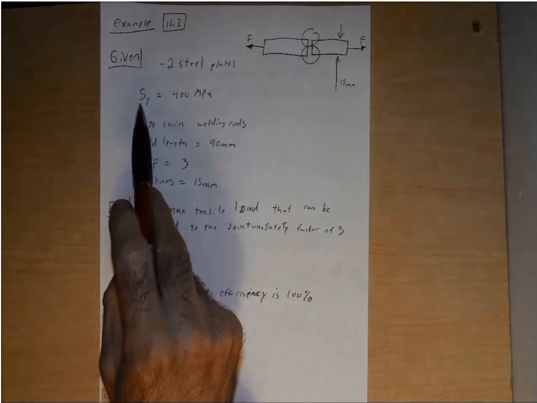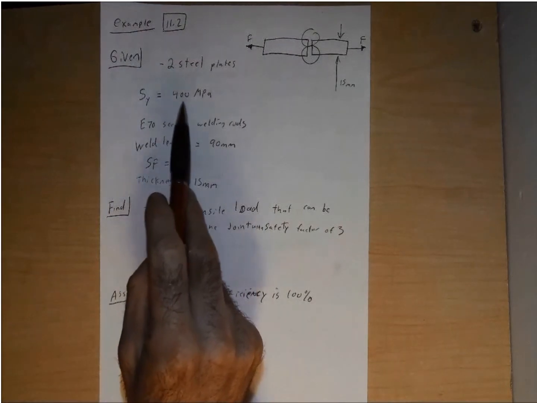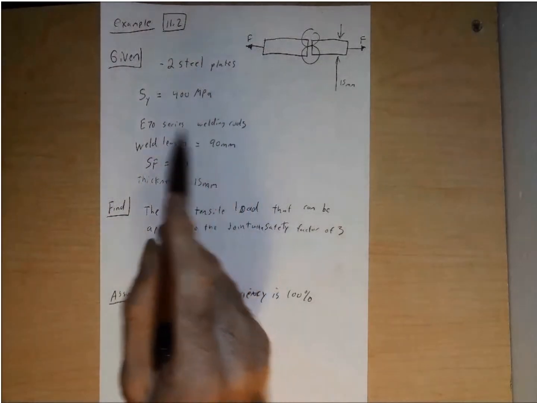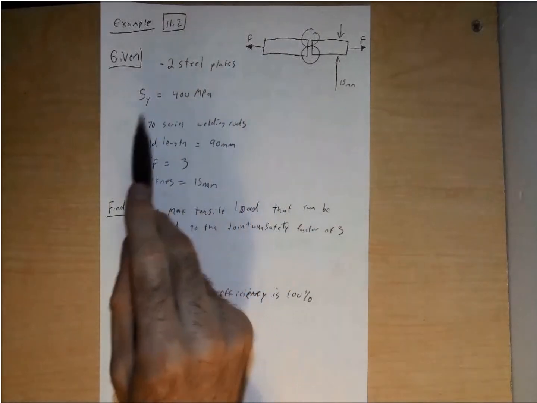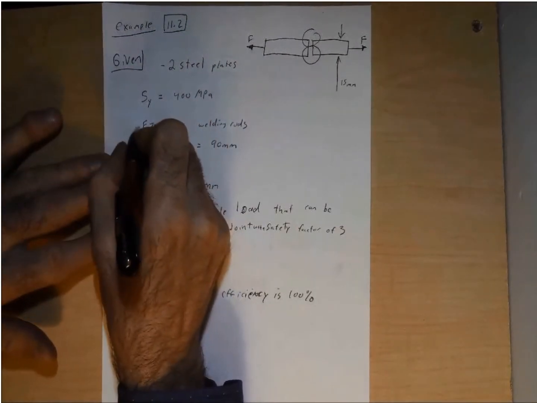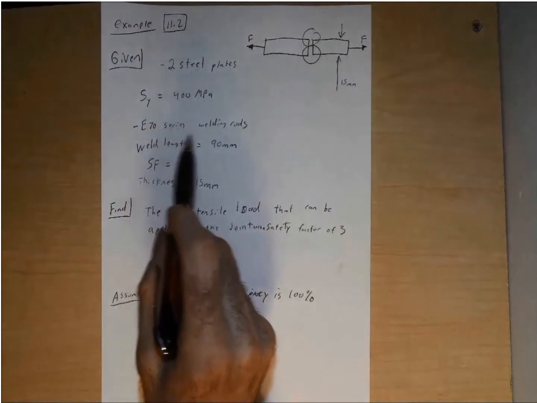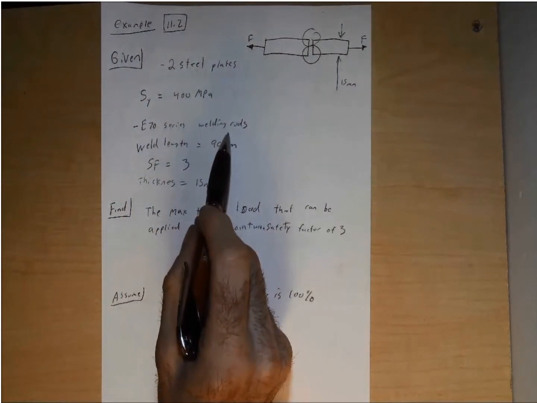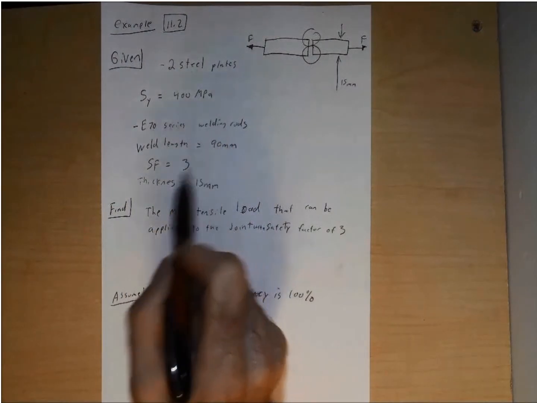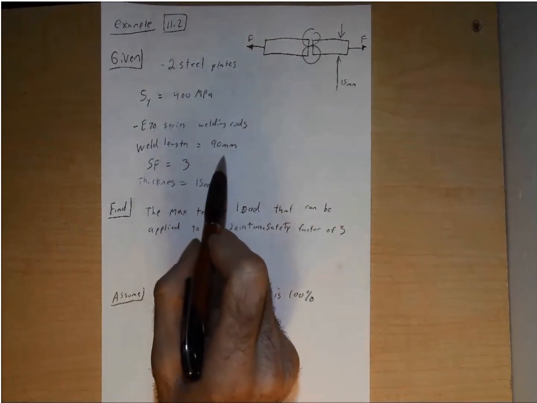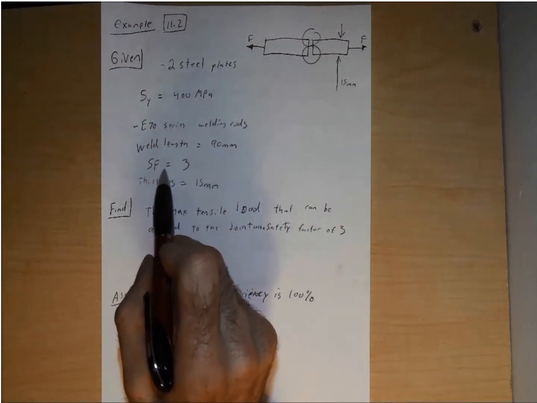And we know that it also tells us in the problem statement that our yield strength is 400 MPa. Now it tells us we're using E70 series welding rod. So that's going to be important when we go through and figure out a couple of properties for that from our book. We'll reference back to section 11.4 for that. It tells us that our weld width is 90 millimeters, and we have a safety factor equal to 3.